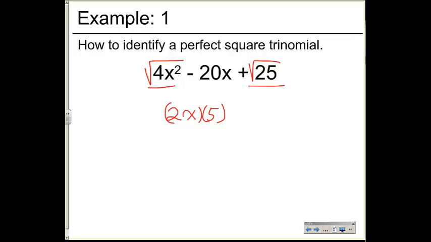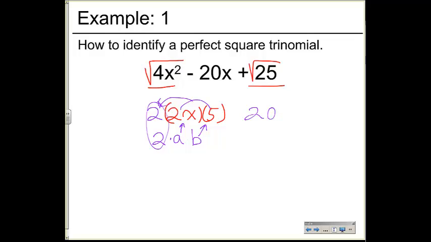Now, to test to see if it truly is a perfect square trinomial, we have to multiply these two together, but then also times 2, because remember on the previous page, the middle term comes from 2 times a times b. So this is my a, this is my b term, but then I have to double it. So I have 2x times 5, which is 10, and then 10 times the 2 will give me 20. Actually, in this case, it gives me positive 20.